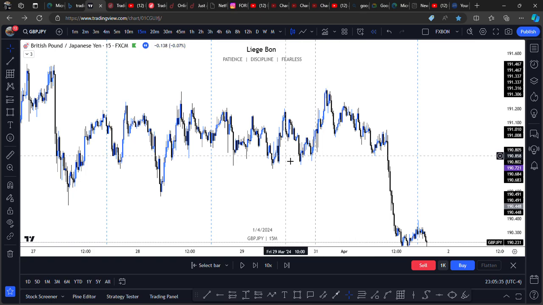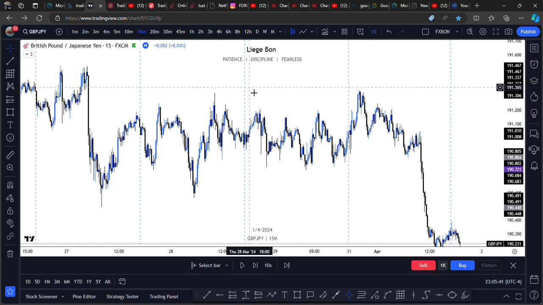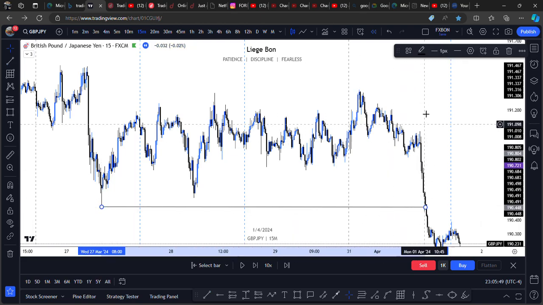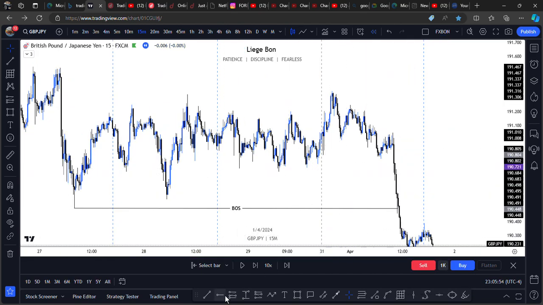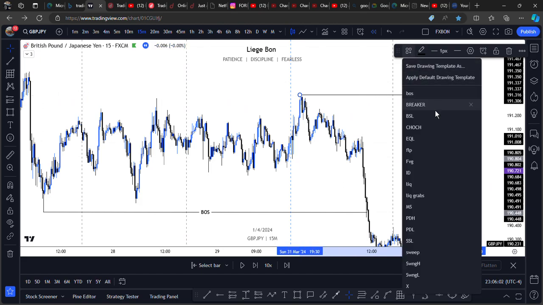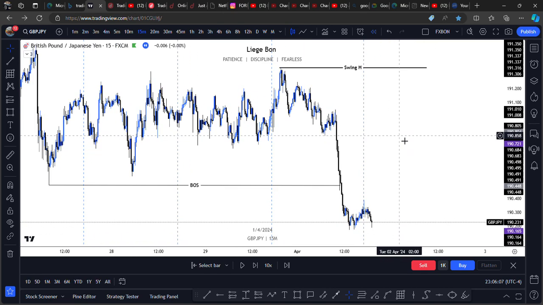All right, so this is Pound JPY, and on the 15 minutes time frame we can see clearly we have a break of structure here. This is a break of structure to the downside, and this here is our swing high. Now we've established a bearish direction, a break to the downside. So this is our swing high.